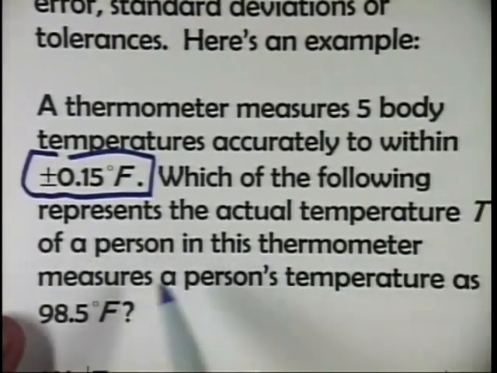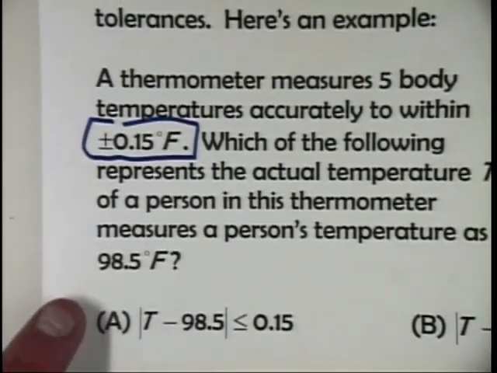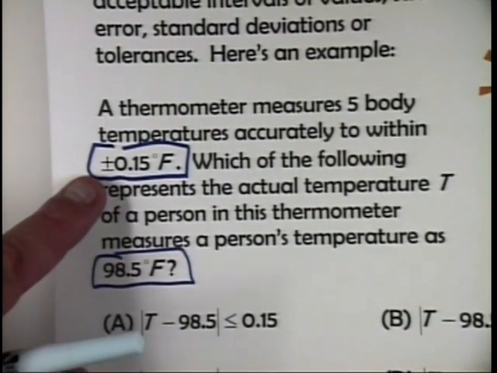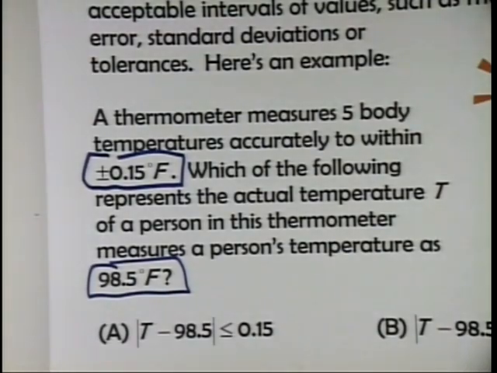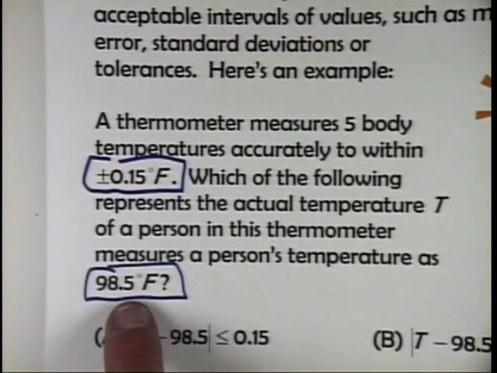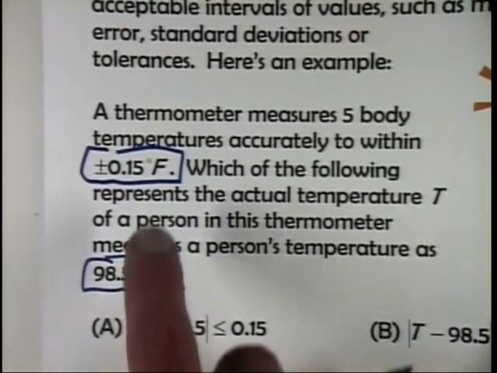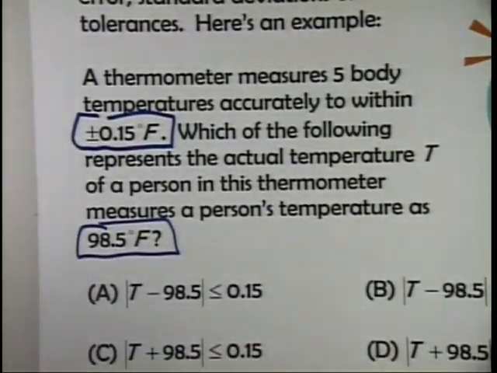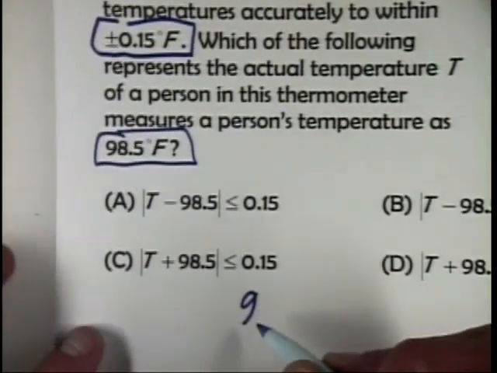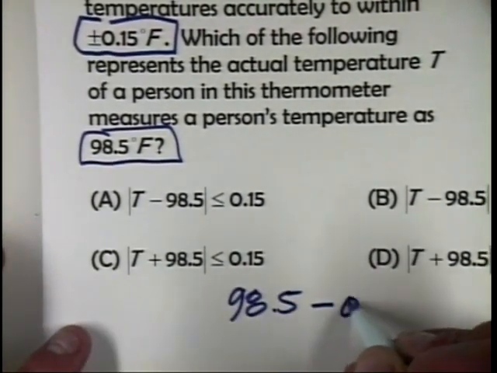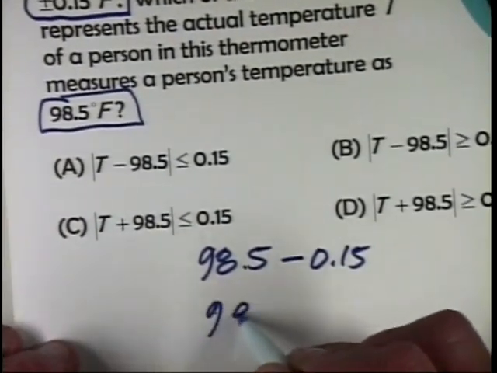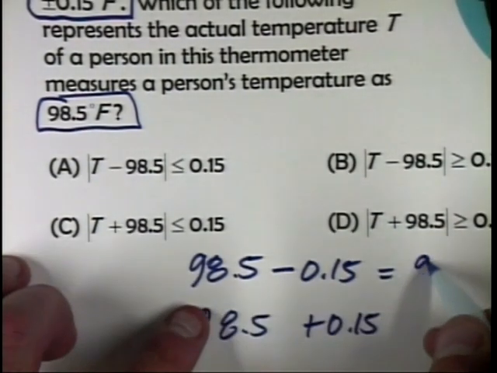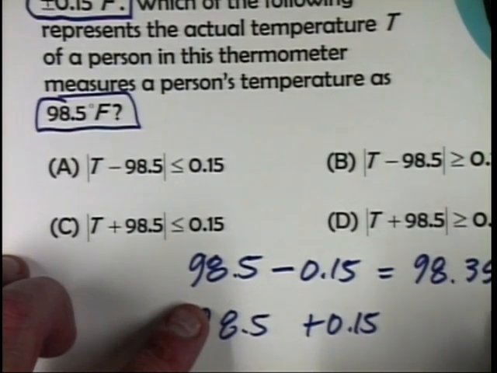Which of the following represents the actual temperature T of a person if the thermometer is reading their temperature at 98.5 degrees Fahrenheit? So 0.15 is the error. It could be positive, which means the actual value could be that much greater than the reading, or it could be negative. It could be 0.15 less than this. So the actual temperatures that our body can be are going to be 98.5 minus 0.15, and the other one would be 98.5 plus the margin of error, 0.15. If we subtract, we get 98.35 degrees Fahrenheit.